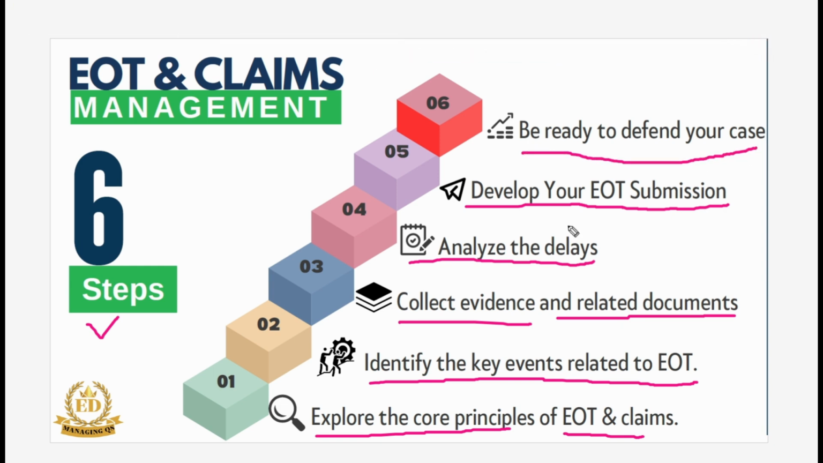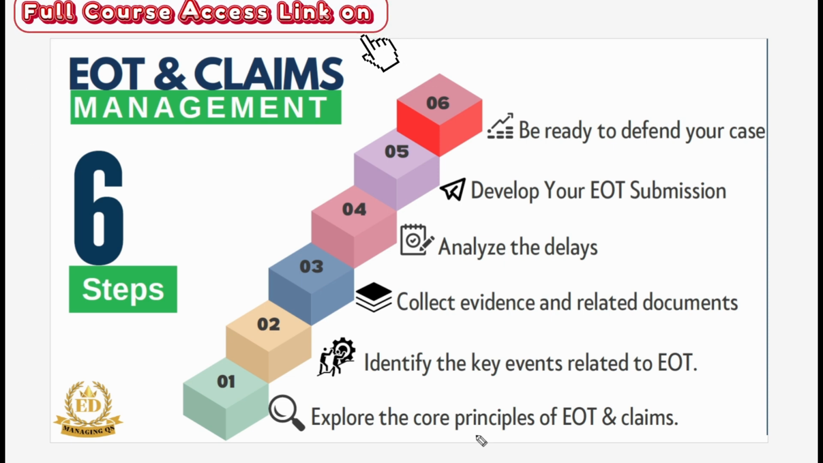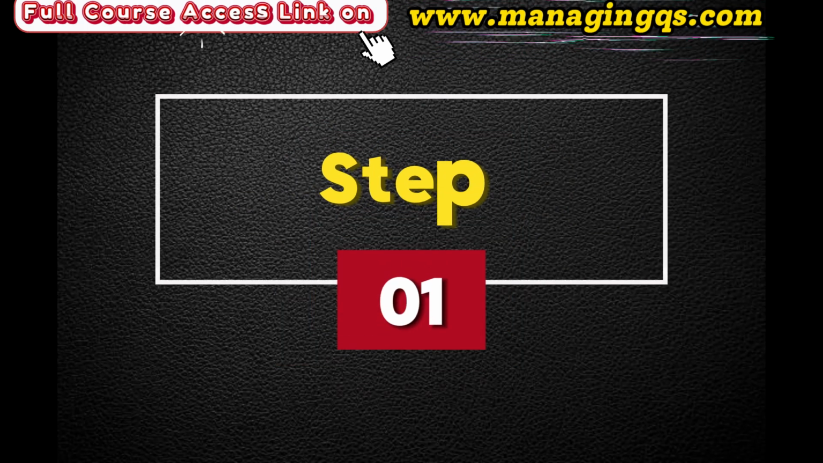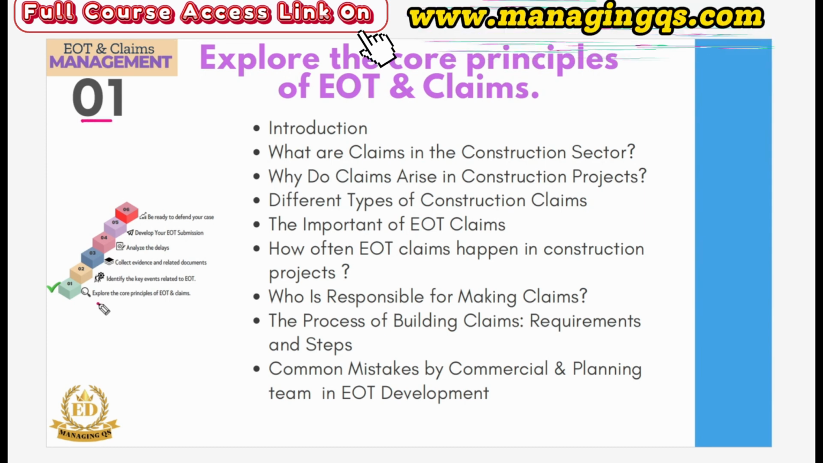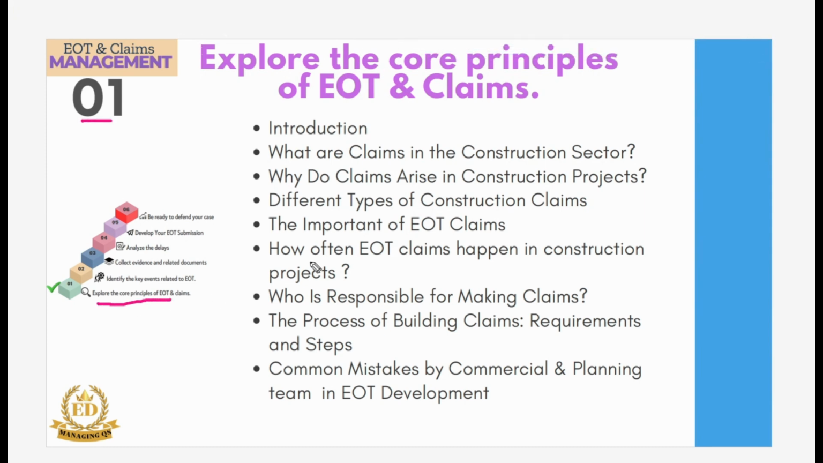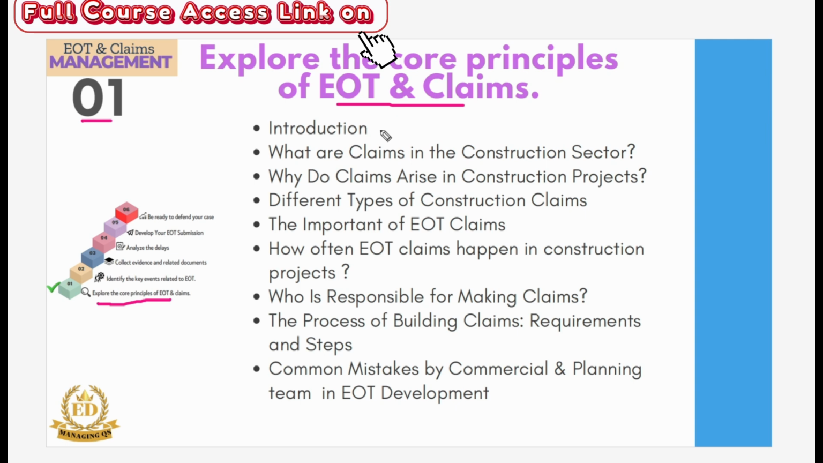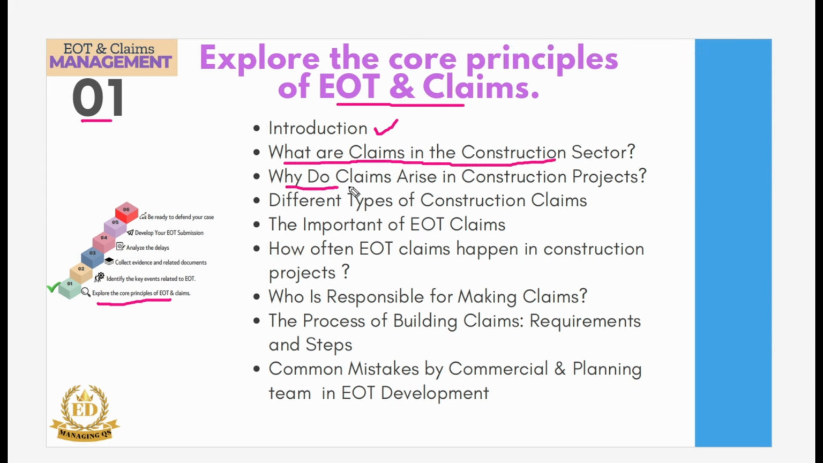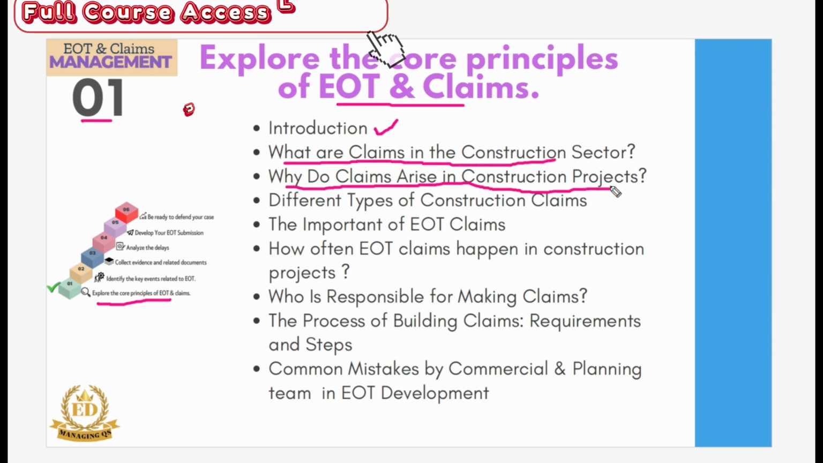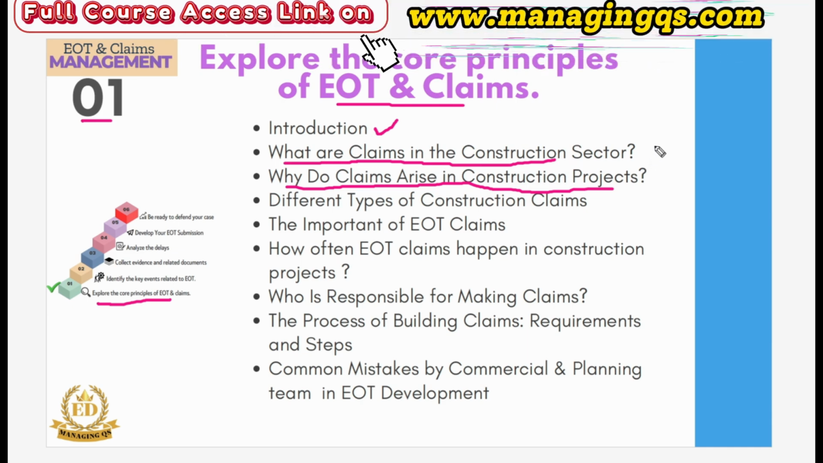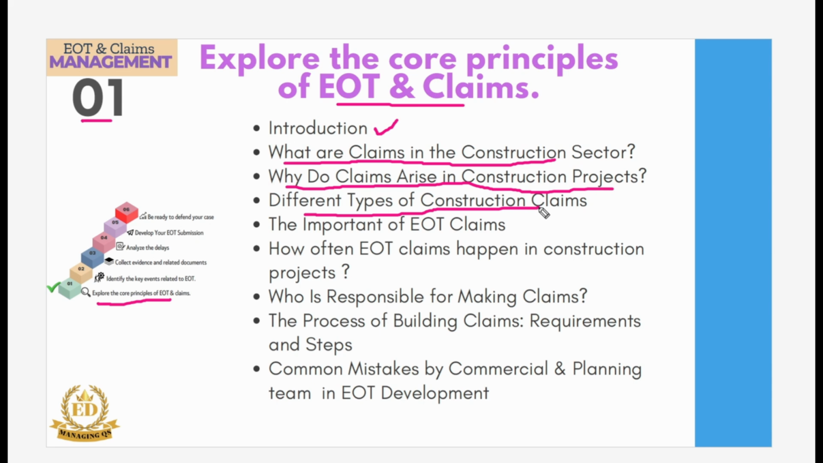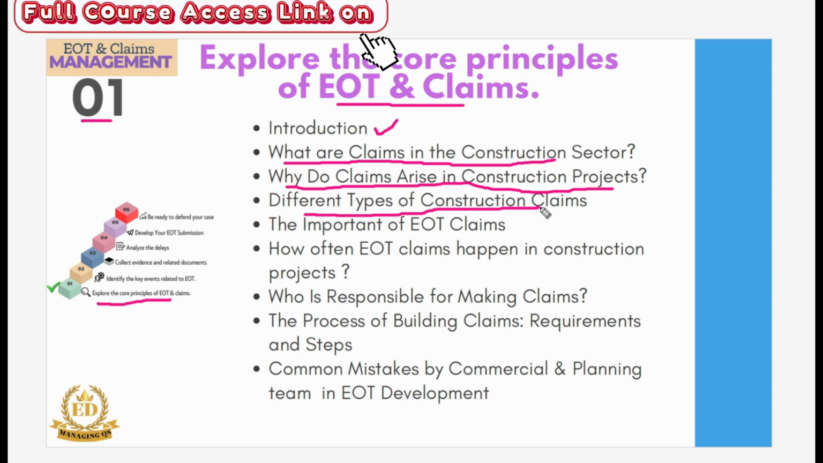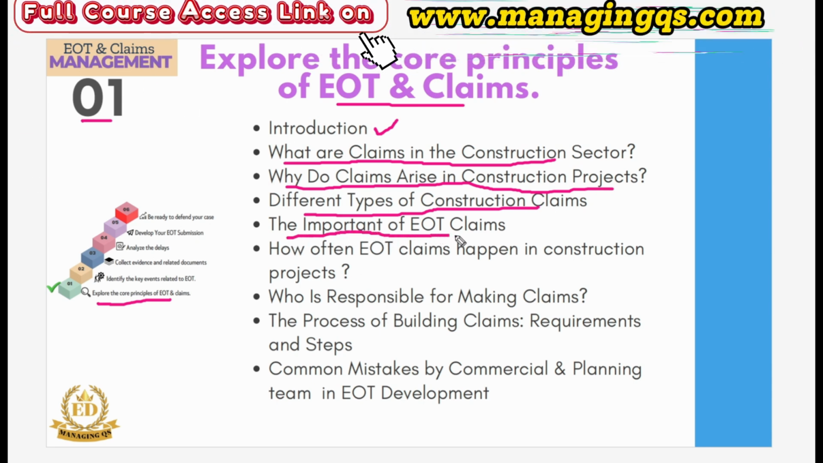So these are the main 6 steps. Let's move to the detailed course content for each step. Step number 1, explore the core principles of EOT and claims. Under this main heading, we are going to discuss the general introduction first. Then what are claims in the construction sector and why do claims arise in construction projects? We know the answers to these questions. Apart from this, different types of construction claims. We should know the types of construction claims. Then the importance of EOT claims.